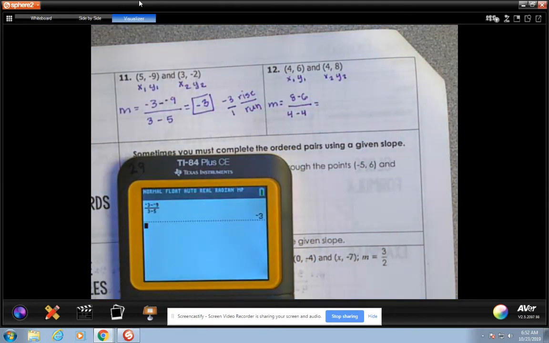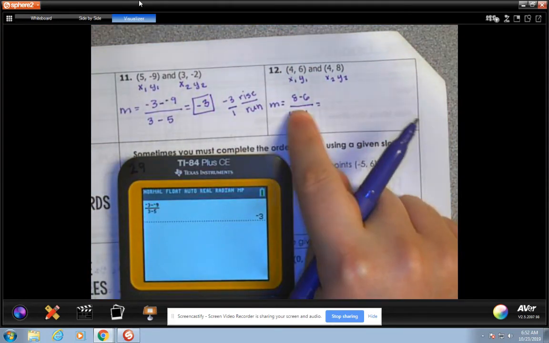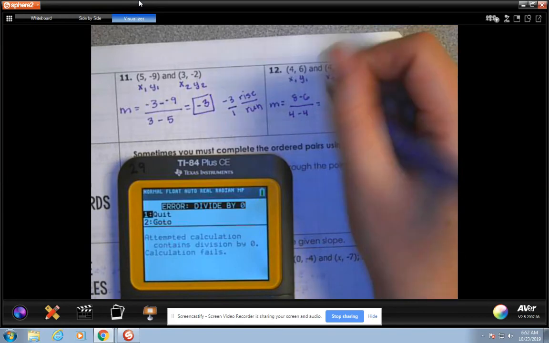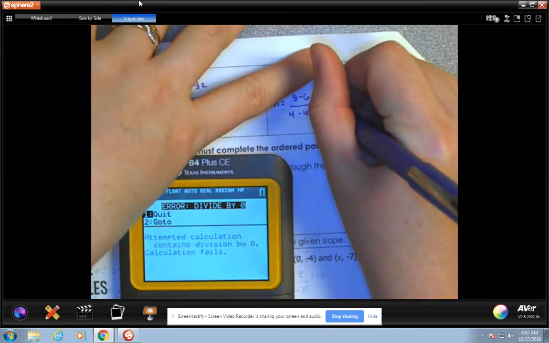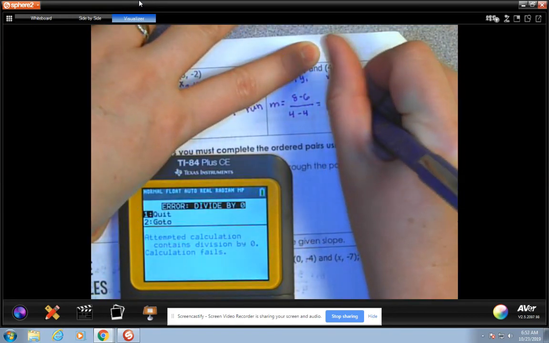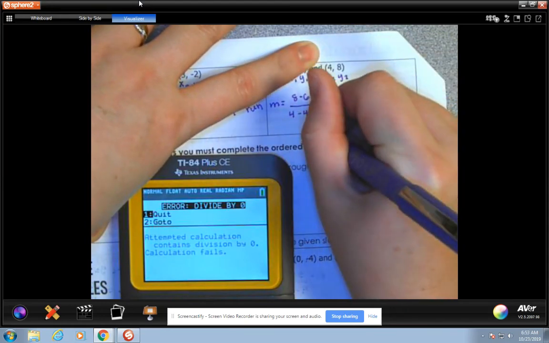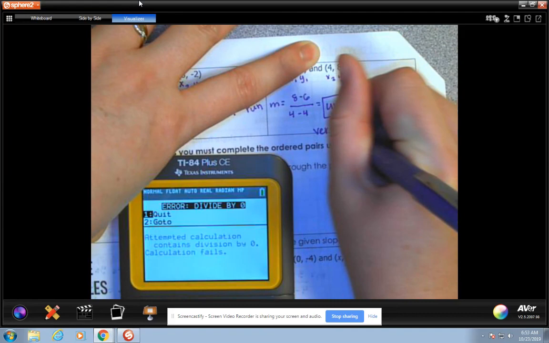I hope maybe some of you could see what's going to happen here, what kind of slope that is. Alpha x, 8 minus 6 over 4 minus 4, and you're going to hit enter. Uh-oh, divide by 0. That means something. That means there's no number for this slope, that this slope is undefined. So an undefined slope means we have a vertical line. We got that vertical line.